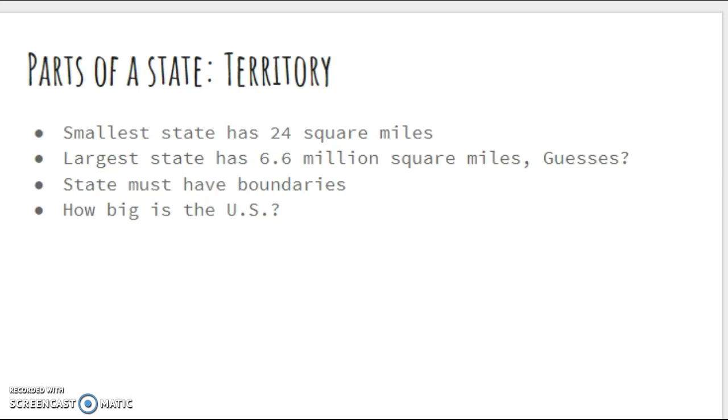A state must have boundaries as well. Any guesses on how big the United States is? So our total area is 3,787,425 square miles.